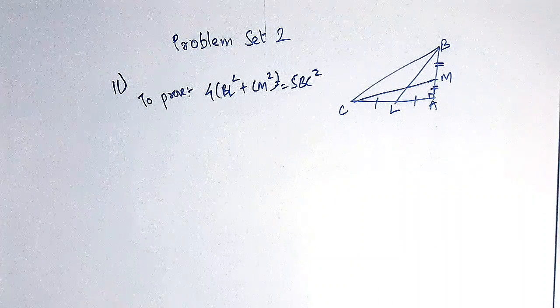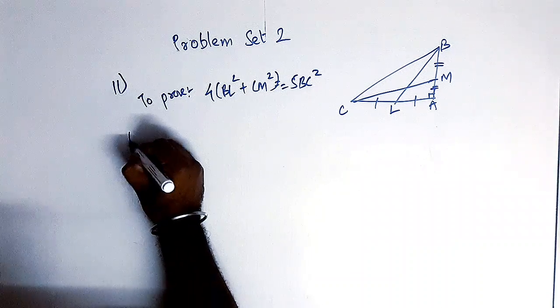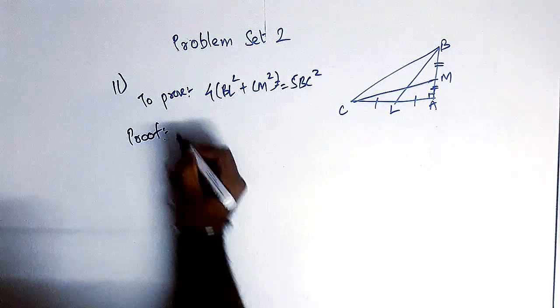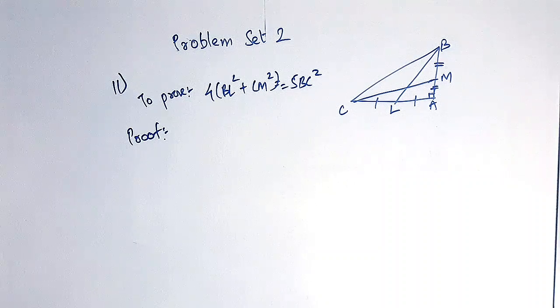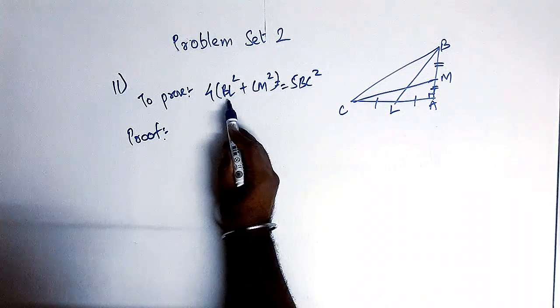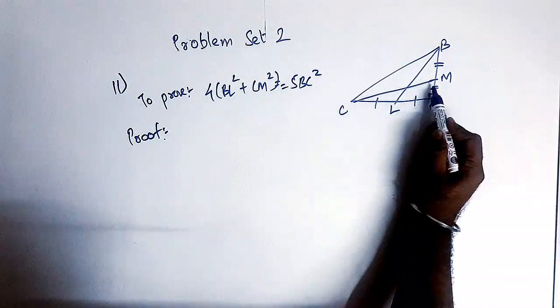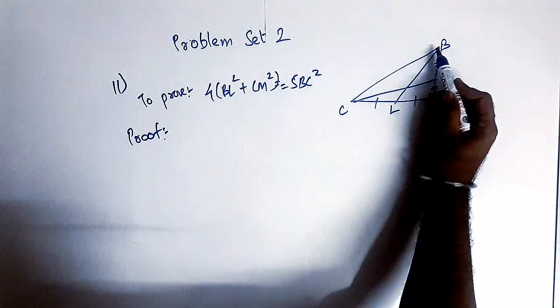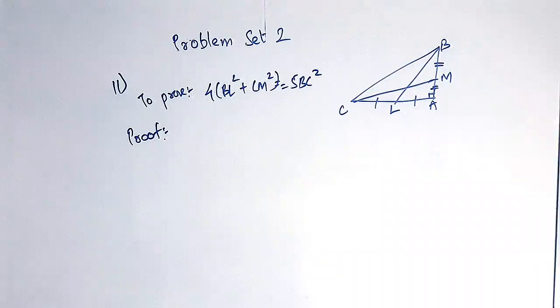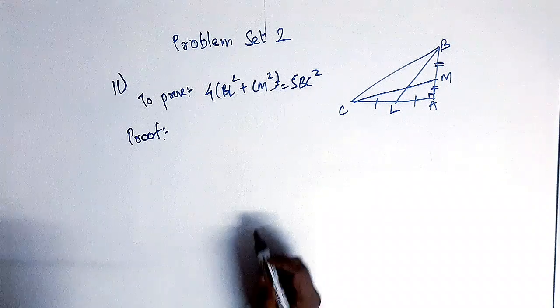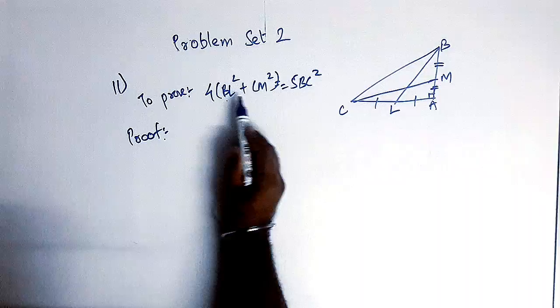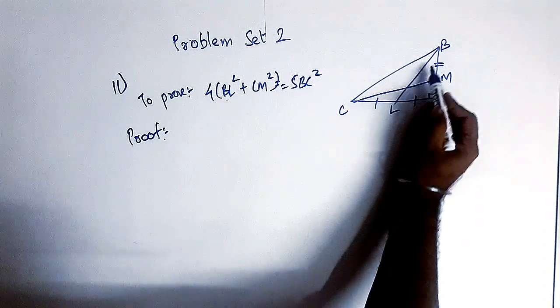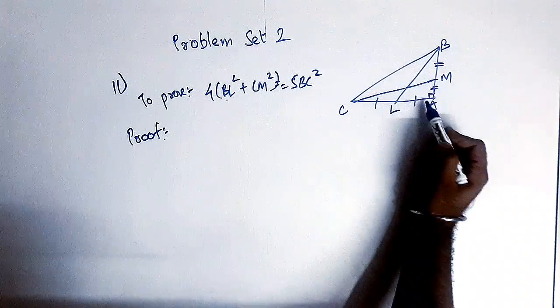Okay, coming to the 11th one, the diagram looks a little bit complex, and even what we have to prove is a little bit complex, but it is very easy. See how we have to proceed. What we have to prove is 4 times BL square plus CM square is equal to 5 times BC square. Now how will we do this? Very easy. First I will pick this, then I will pick this. BL square I want. So how will I get BL square?